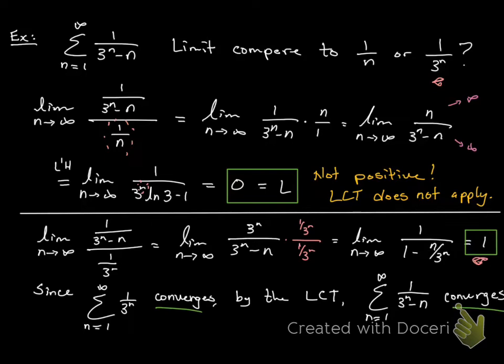I'm not just saying, oh, I have a larger convergent series, so my series converges. It's true that I'm comparing to a convergent series. So as long as the limit is finite and positive, then yes, the limit comparison test applies and I'm good to go. I want to do another example.